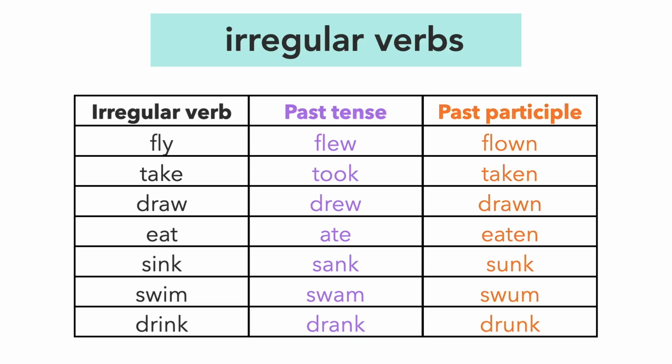Here are a couple of pro tips to help you recognize past participles. Notice that many of them end in "n", like flown, taken, drawn, and eaten. Other participles have a "u" in them, like sunk, swum, and drunk. In this video, we're going to practice with only some of the irregular verbs in English. But as you encounter more of these verbs in your reading and writing, you'll get better at recognizing and remembering the different past tense and past participle forms.